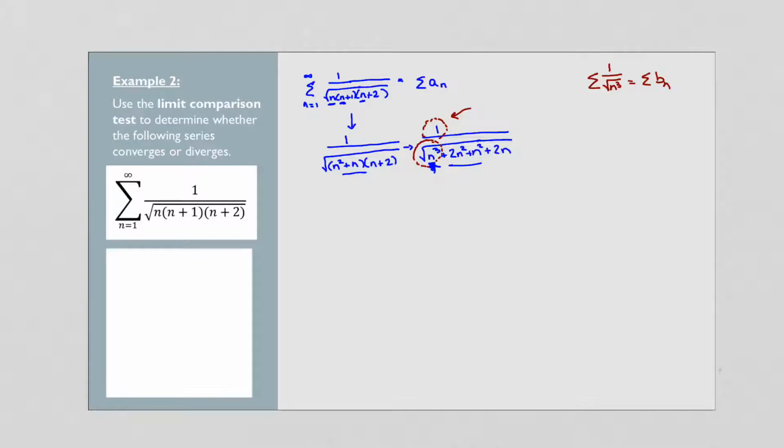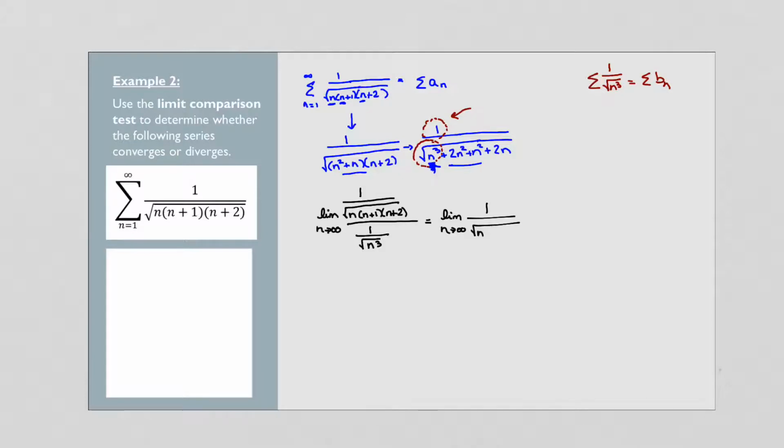So now, in the limit comparison test, we have our a sub n and our b sub n, both of which are positive term series, and we apply the limit as n goes to infinity of the quotient of the nth term for each series. In other words, we take the nth term for a sub n, which is 1 over the square root of n times n plus 1 times n plus 2, and divide it by 1 over the square root of n cubed. And we're going to take a limit as n goes to infinity.